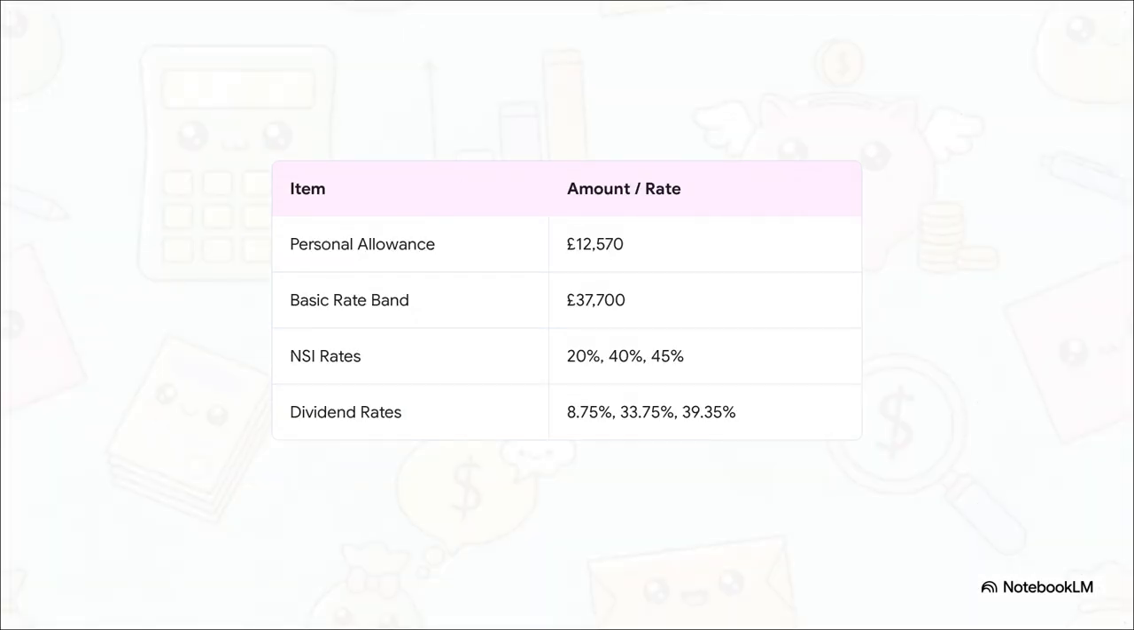Now, as a candidate, you've just got to know these 2024/25 figures completely by heart. The examiner isn't going to hand them to you on a silver platter. You need instant recall. Personal allowance is £12,570. Basic rate band is £37,700. For non-savings, know your 20, 40, and 45% brackets. And please, memorize those specific dividend rates: 8.75, 33.75, and 39.35%.